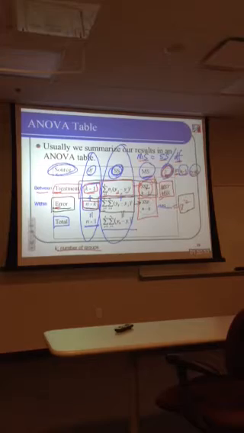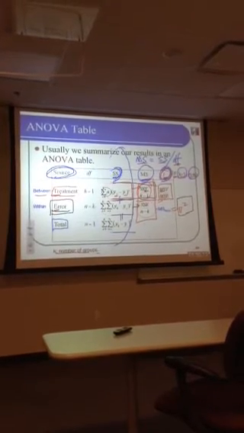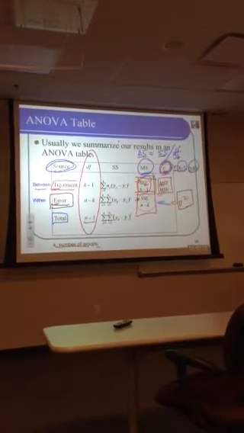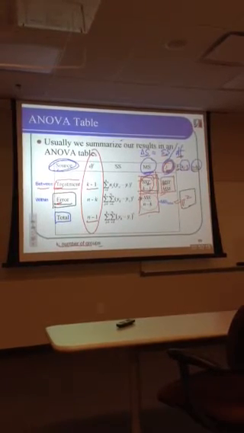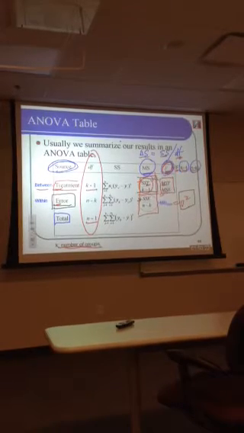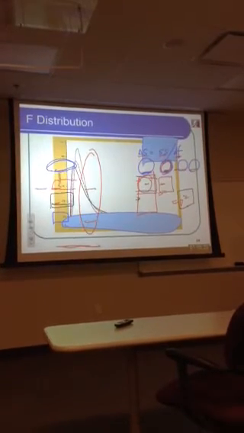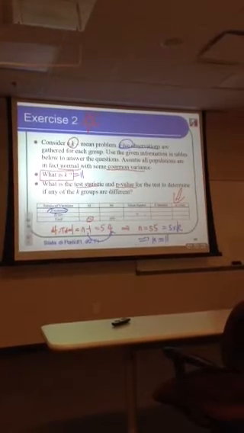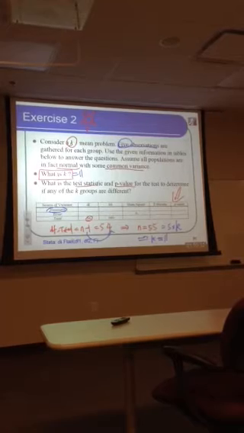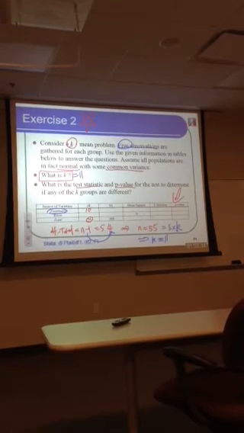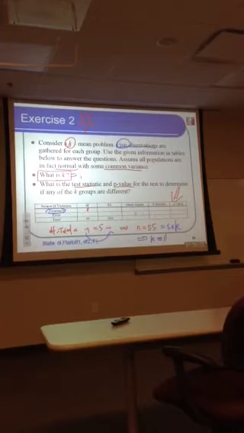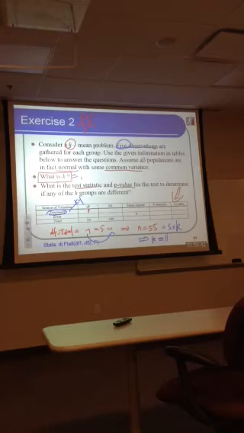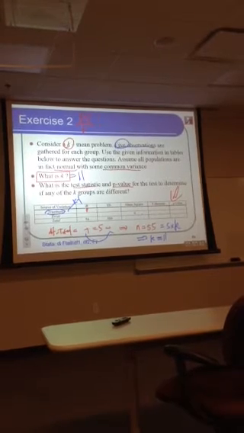Once we know the value of K, the degree of freedom for treatment equals K minus 1, where K is the number of groups. You have to memorize this. So the degree of freedom for treatment equals K minus 1, 11 minus 1, equals 10.